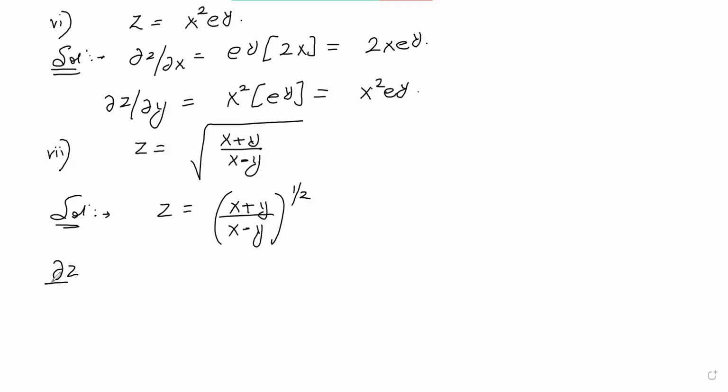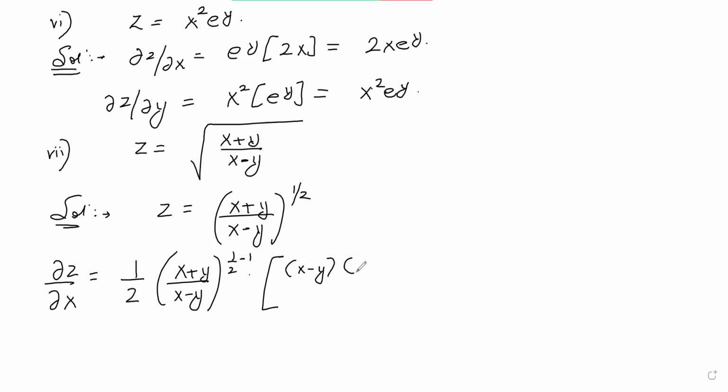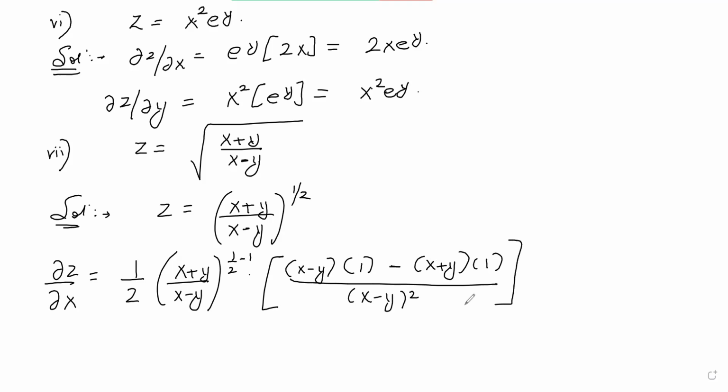And if I now find out del z by del x, first of all, it's a composite function. So I apply the power rule first. So it's half into the whole function to the power half minus 1 times. Now within the expression x plus y over x minus y, I apply the quotient rule because it's a fraction. So it's denominator, which is x minus y, into the derivative of the numerator with respect to x, which is just 1, minus numerator into the derivative of the denominator with respect to x, which is again 1, over denominator square. This is the famous quotient rule.